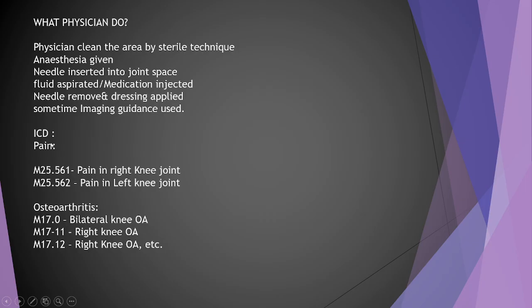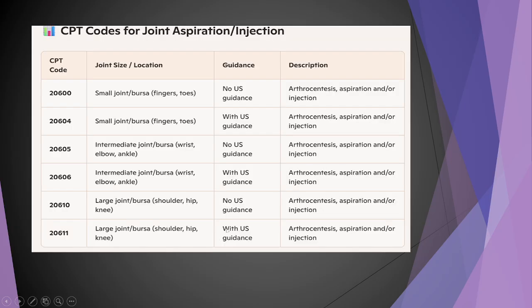Here is the ICD for pain in the right knee, the M25 series, and osteoarthritis, the M17 series. Coming to the CPT codes, based on the guidance, there are codes for the fingers and toes. Fingers and toes are the small joints, so for the small joint there are two CPT codes, 20600 and 20604. What is the difference between them? 20600 is without imaging guidance, and 20604 is with ultrasound guidance.